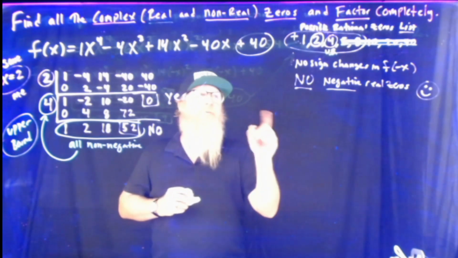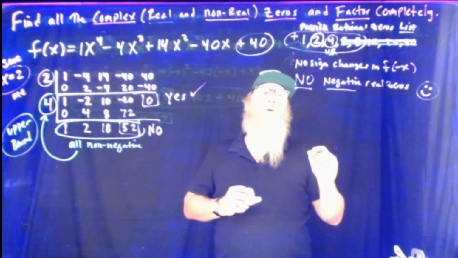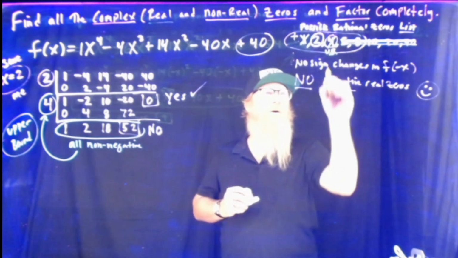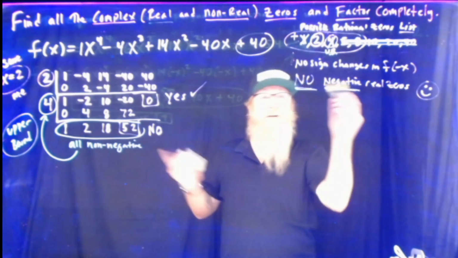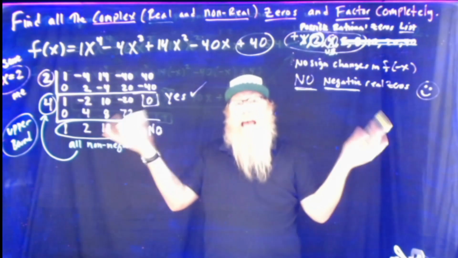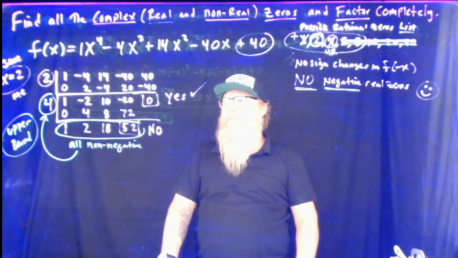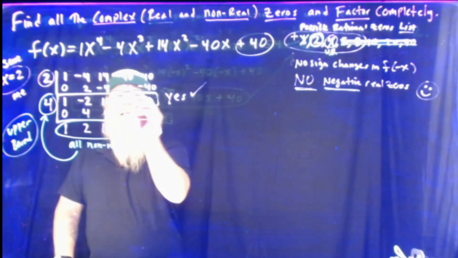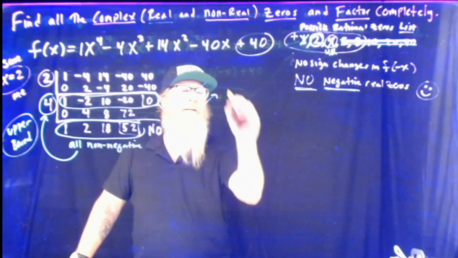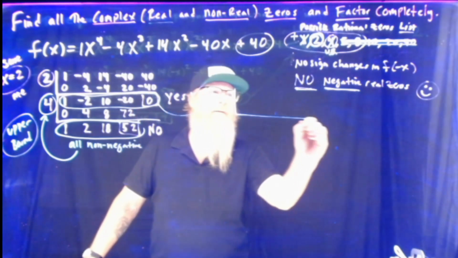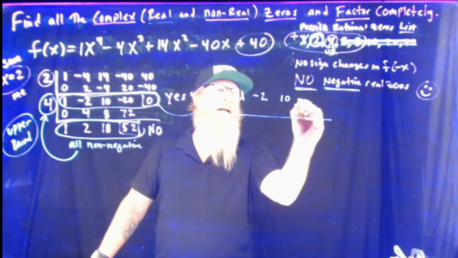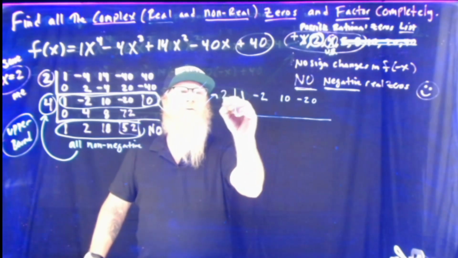All right, so that means we have to try numbers smaller than 4. All right, now remember, 1 isn't going to work. 4 doesn't work. None of the negatives are going to work. I'm stuck trying 2 again. I don't have any other choice. All right, so we'll go back to here. This was the last quotient that resulted in a 0 remainder. So that's 1, -2, 10, and -20. Try 2 again.